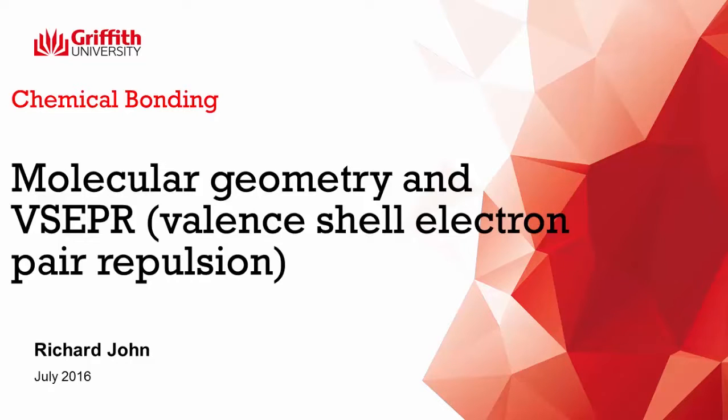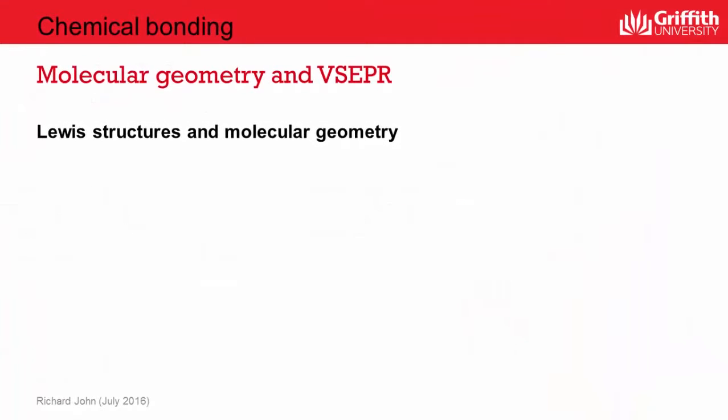In this video, we look at molecular geometry, the three-dimensional spatial arrangement of atoms in molecules. And we do this using the valence shell electron pair repulsion model, or VSEPR, to help us predict the shape of molecules. And we're also going to use Lewis structures to help with this.